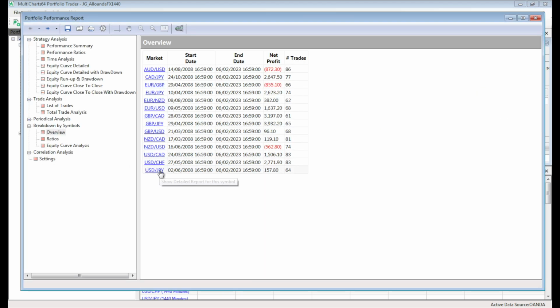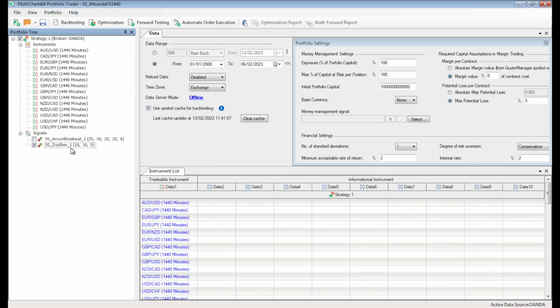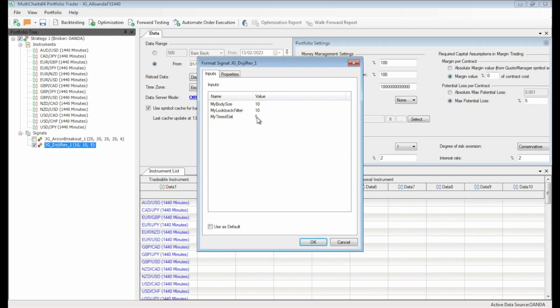US dollar, Japanese yen is barely profitable this time. Equity curve, not very good. So now I'm going to change the exit from 5 days to 10 days, and we'll have a look at the results.